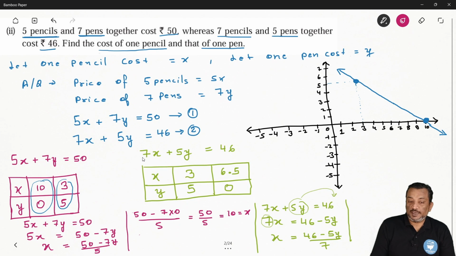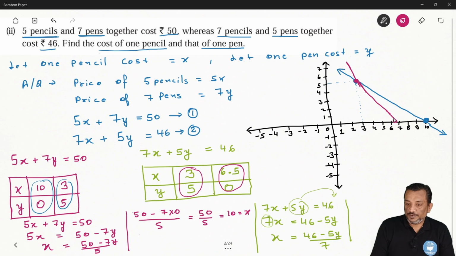So second equation आपका क्या है? 7x plus 5y is equal to 46. और यहाँ पे आपका x is equal to 3, y is equal to 5 आया है. तो x is equal to 3, y is equal to 5. So same coordinates है. And now second coordinate, x is equal to 6.5 and y is equal to 0. So x is equal to 6.5. So which means this is the two line we will draw. So you can say it will pass from here. Okay, like this.